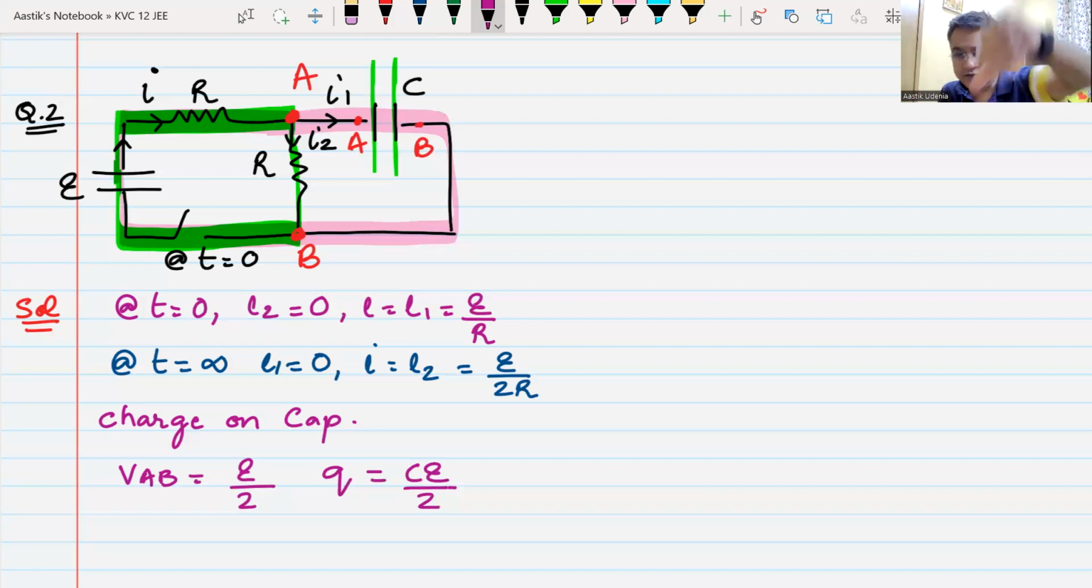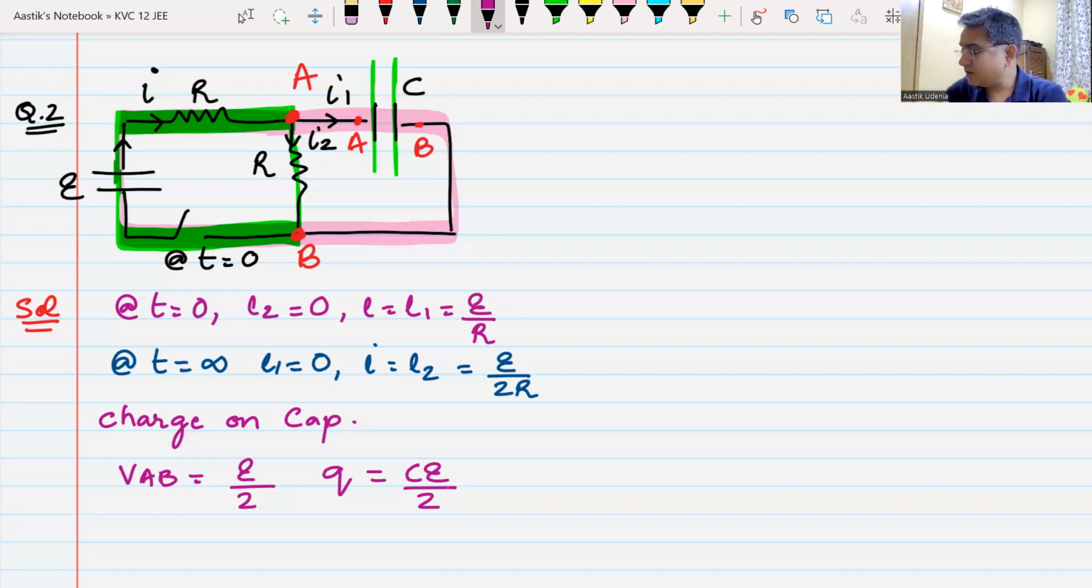Yes or no? Do we understand this? Sir, once again explain, please. What did you not understand? Which part? Sir, where is R? Why will R come in the charge?